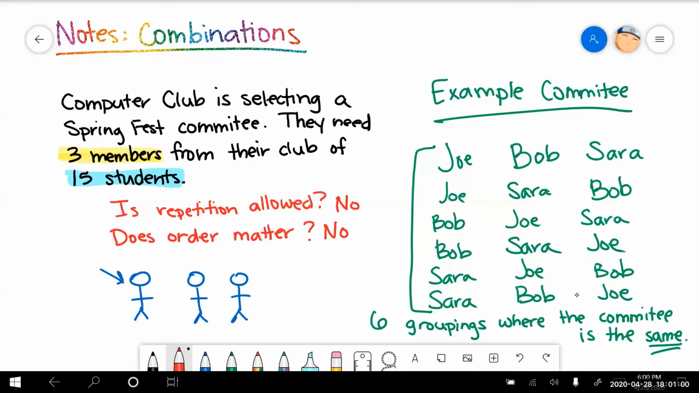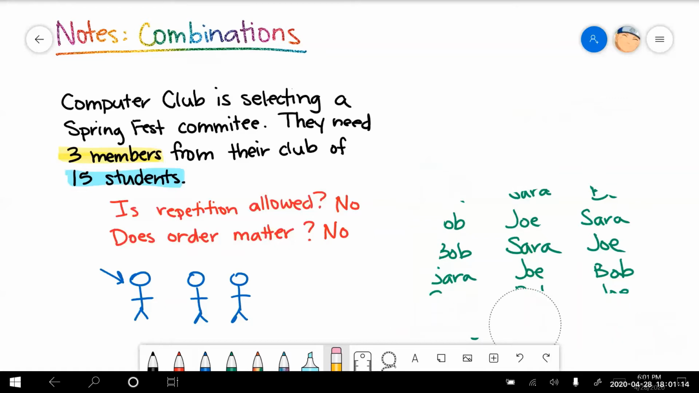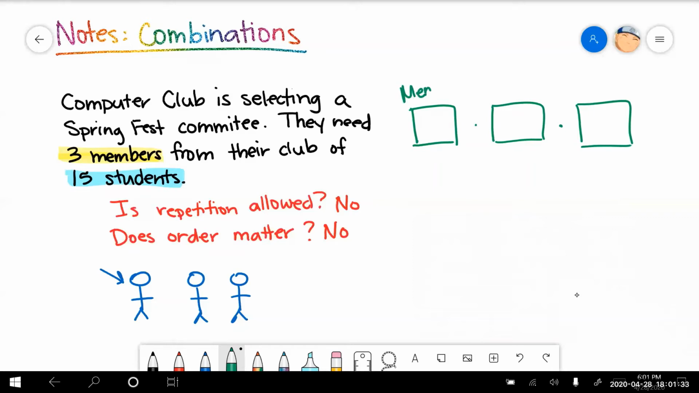So let's see what this looks like mathematically. Let's start with thinking of the possibilities. I'm going to go ahead and erase this example committee, but keep in mind that given 3 people, we have 6 groupings that would produce the same committee. So let's think of some examples here. I'm going to make some boxes the way I did with the chess club example. And let's consider member 1, member 2 of the committee, and then member 3.